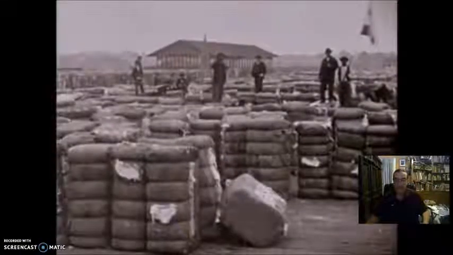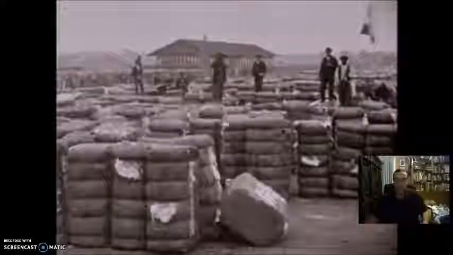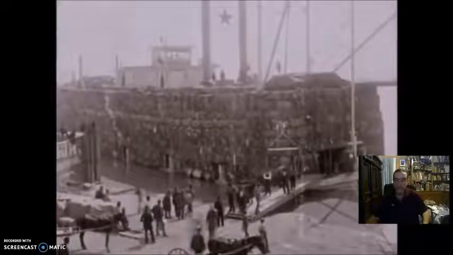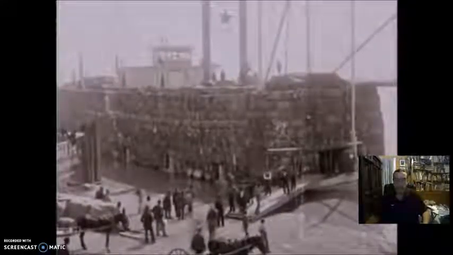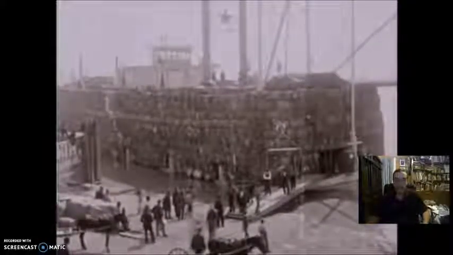Production soared. With it, demand for slaves. By 1860, the last year of peace, 1 out of every 7 Americans belonged to another American.